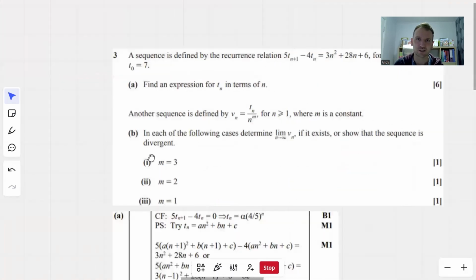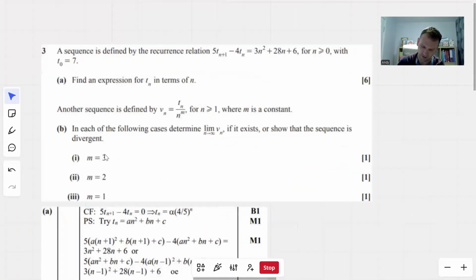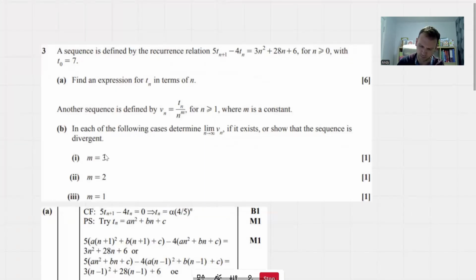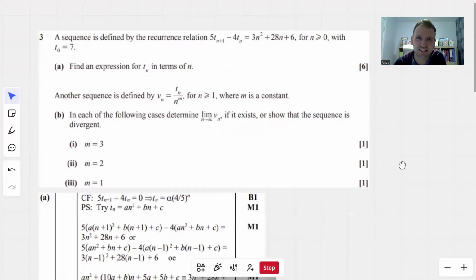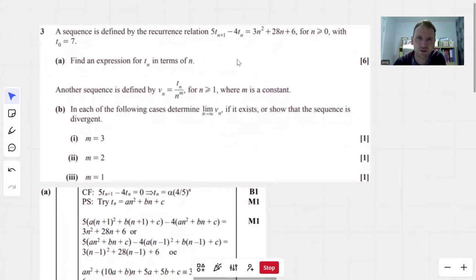Okay, going across to question 3 now. 3A, the algebra is bad, but it's a straight up nice recurrence relations question. You should be backing yourself and taking the 6 marks here. So first step, do get your complementary function.